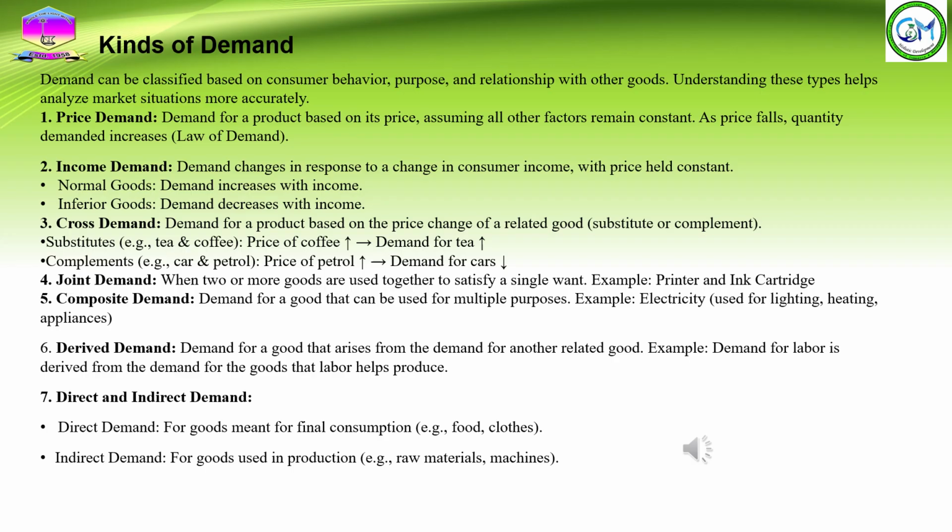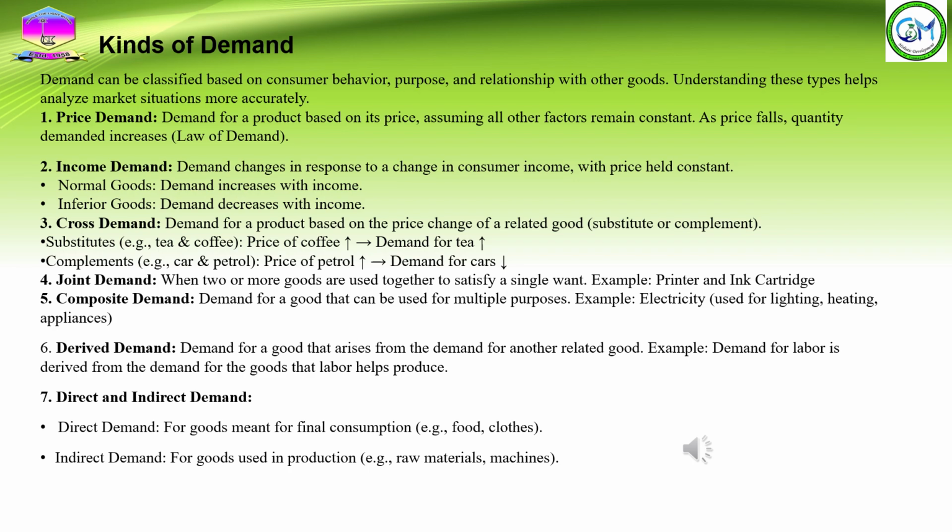And the next one is income demand. Income demand indicates the relationship between income and the demand of the consumer. Income demand shows how much quantity a consumer will buy at different levels of his income. Generally, there is a positive relationship between income and demand.